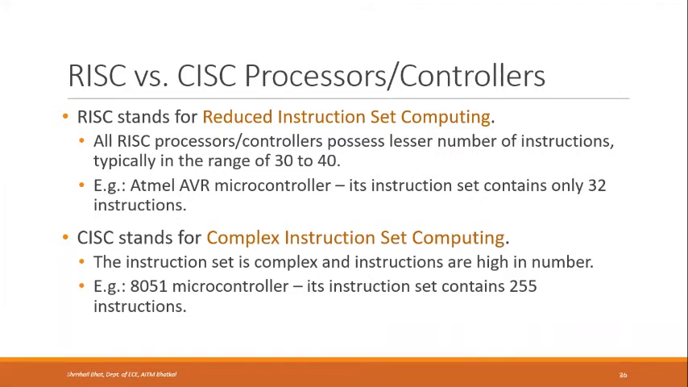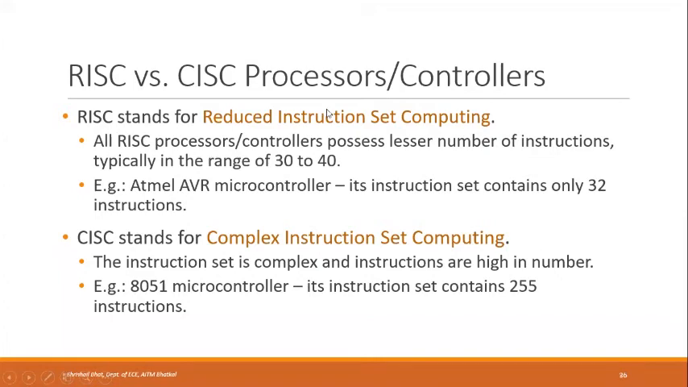So CISC stands for Complex Instruction Set Computing. That means the instructions are complex in nature and there are more of them. The instruction set is complex and the number of instructions is high. The 8051 microcontroller is a CISC architecture. Its instruction set has 255 instructions. So the advantage of using CISC is that the code size becomes less. There are multiple instructions, so the code size becomes less. Whereas in RISC, there are fewer instructions in the instruction set, but for a particular task, you need to write more instructions.